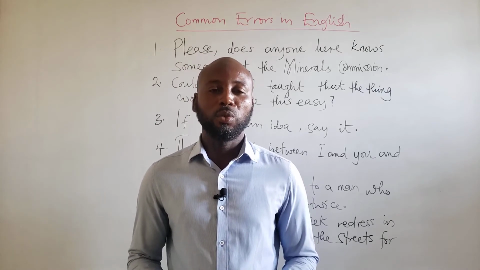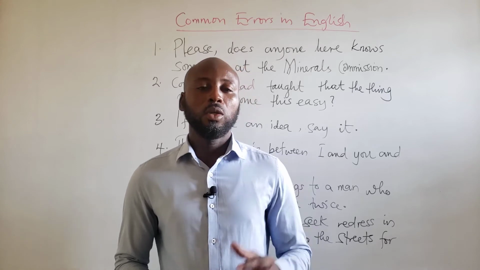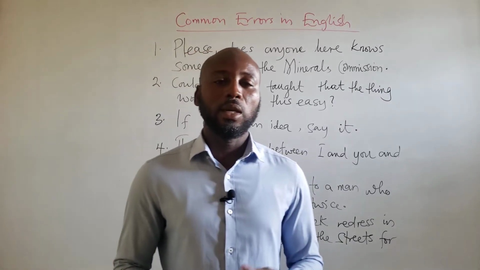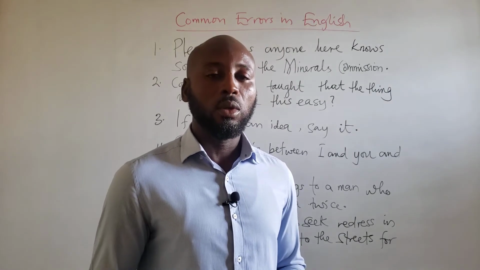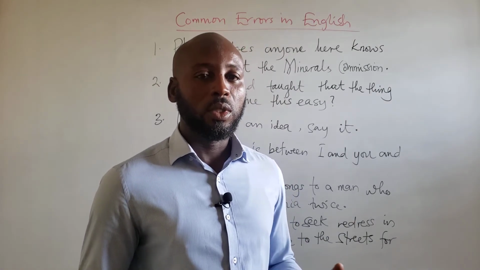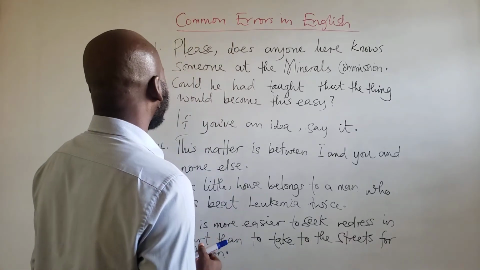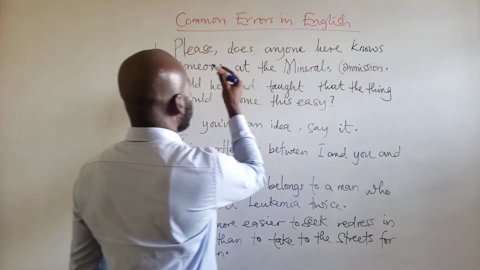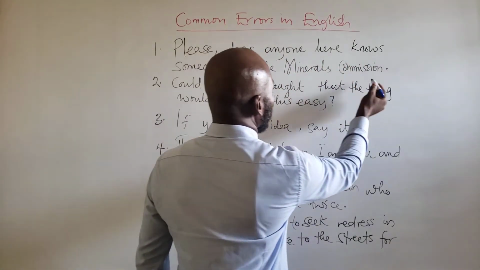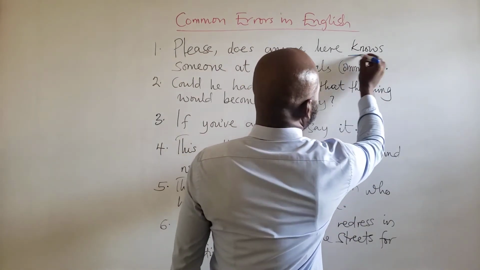In this lesson, we are going to look at some common errors in English. So we will look at the following sentences and see whether we have some errors and then how to deal with the errors that we identify. Okay, the first statement says, please, does anyone here knows someone at the Minerals Commission? Where is the error? Or where are the errors?